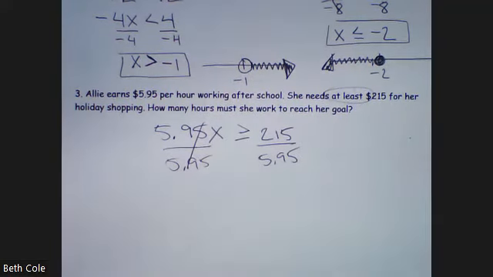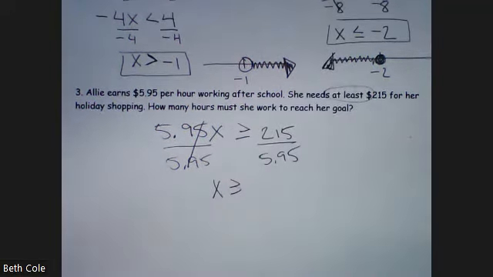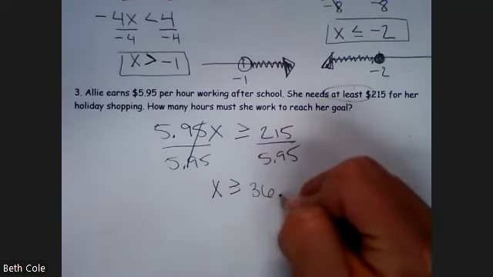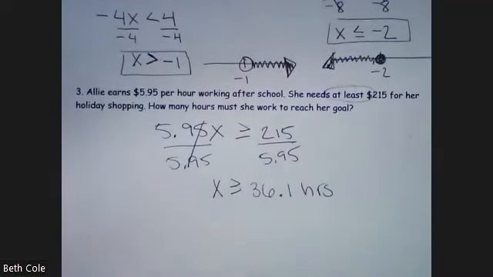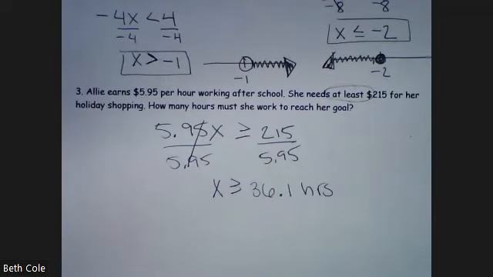So let me type that in. I hit the wrong button. Oopsie. Where's the calculator? There it is. 215 divided by 5.95. I can't remember if this comes out nicely or not. Oh, it doesn't. So X has to be bigger than, we'll say 36.1 hours. Yeah, so she has to work at least 36 hours to make that much money.